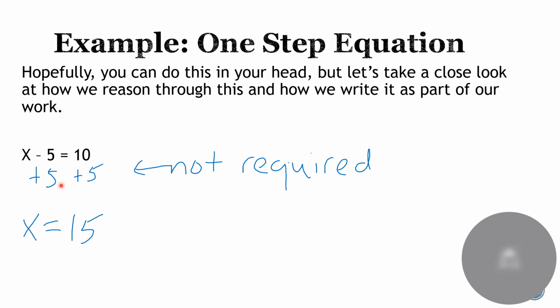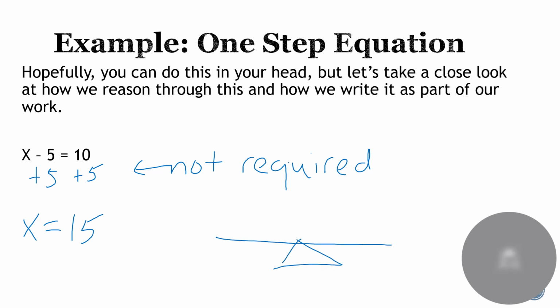Now, when you go to show this, it is important that you show it correctly. So the reason that we are adding 5 is because negative 5 plus 5 is 0, okay? And that's going to be how we undo the subtraction. This is the equal sign. It means whatever is on the left side is equal to what's on the right side. Therefore, if I add 5 to the left, I must also add 5 to the right in order to keep it balanced.